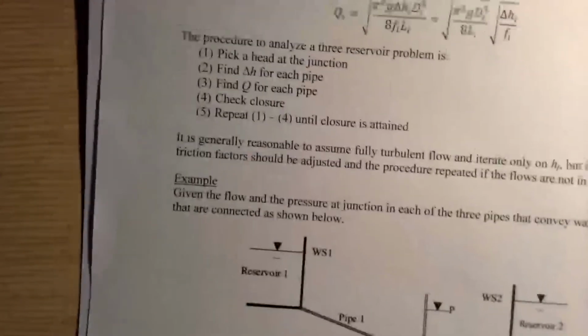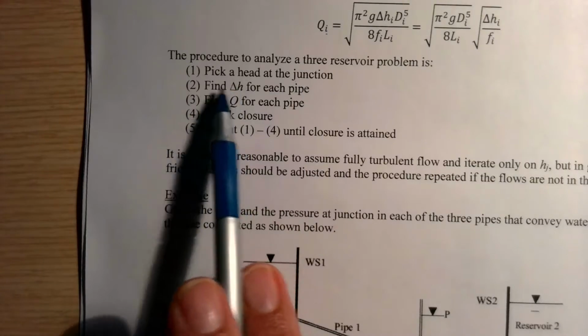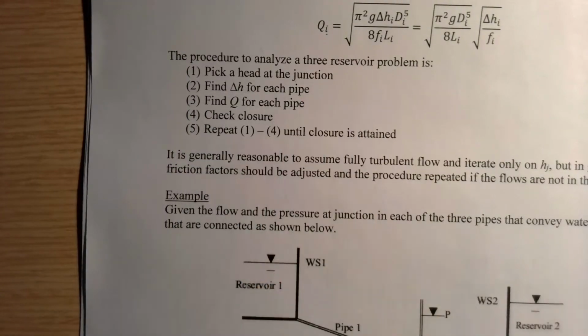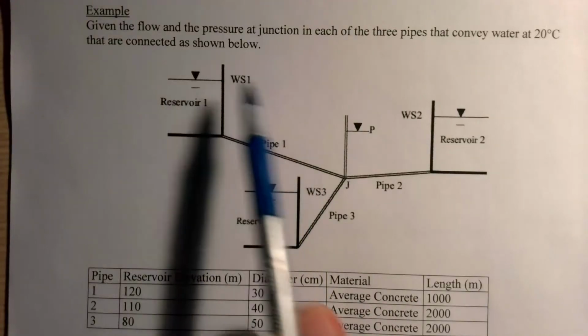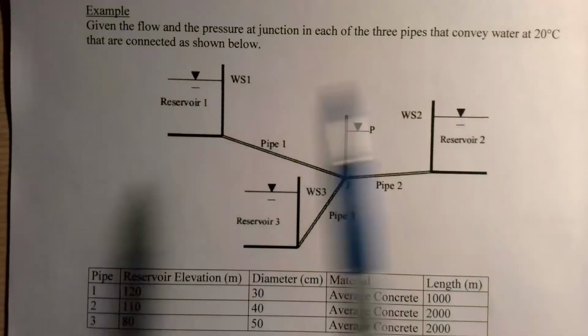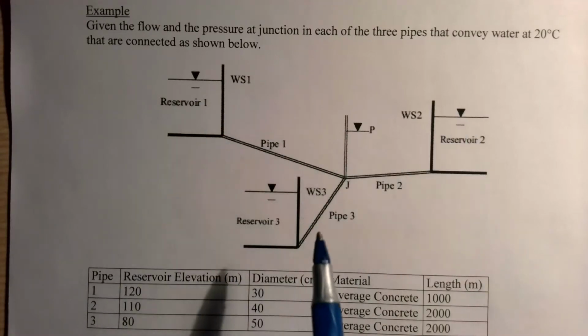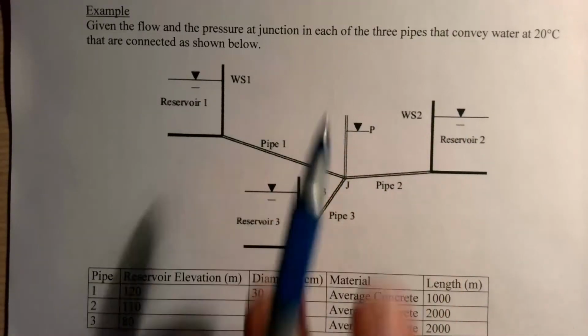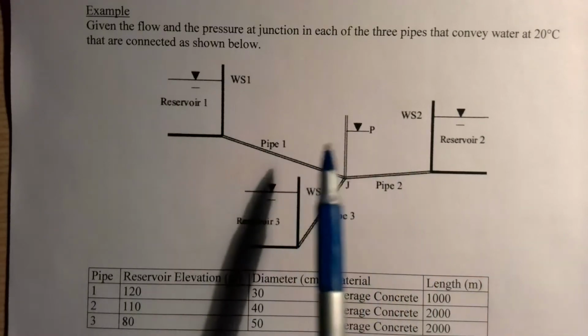So the procedure we're going to follow is to pick the head at the junction. We're going to guess something. We're going to then find the delta H for each pipe. So, in this problem with the three reservoirs, this isn't something you're going to see in the real world. Nobody would construct three reservoirs connected together like this, but this is the right way to understand how to analyze junctions. So that's what I want to emphasize to you.